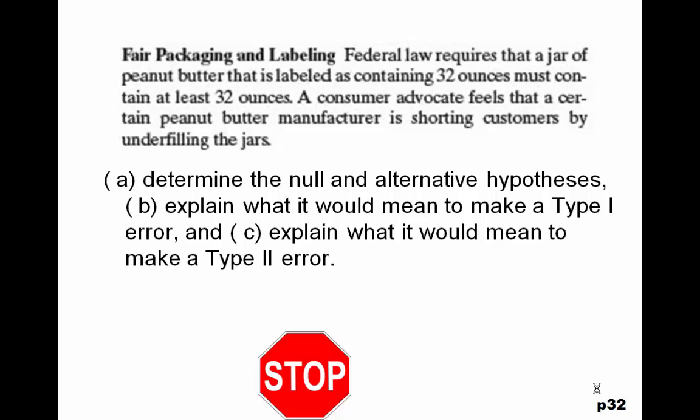Fair packaging and labeling. Federal law requires that a jar of peanut butter that is labeled as containing 32 ounces must contain at least 32 ounces. A consumer advocate feels that a certain peanut butter manufacturer is shorting customers by underfilling jars. Determine the null and alternative hypotheses and explain what it would mean to make both a type 1 and a type 2 error. Stop the video and work the problem before looking at the solution on the next slide.